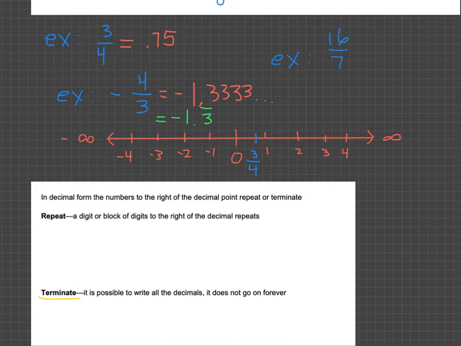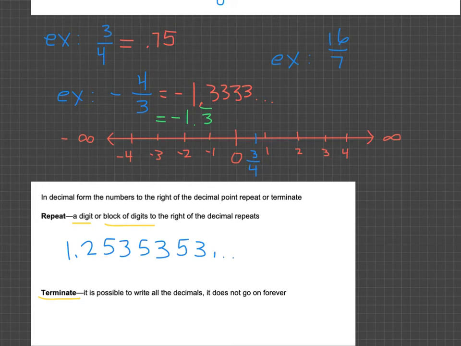So you have a repeating decimal if a single digit like this, the 3, or a block of digits to the right of the decimal place repeats. So an example of a repeating decimal that's not just one digit would be something like 1.2535353, and it kept going.